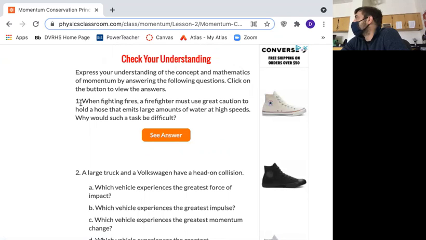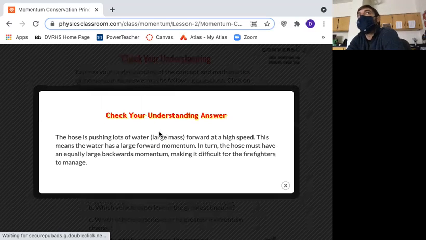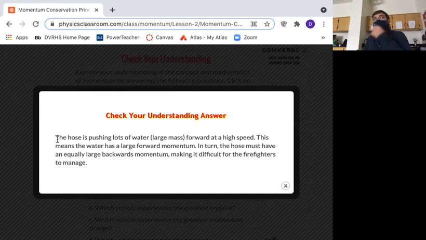It looks like if the water's shooting out of the hose so fast, it would give you a pullback or something. Exactly. Gio said the water is shooting out of the hose so fast, there's going to be some backwards, reactionary force. That's exactly right. The hose is pushing lots of water, which has a large mass, forward at a high speed. This means the water has a large forward momentum. In turn, the hose must have an equally large backwards momentum, making it difficult for the firefighters to manage.